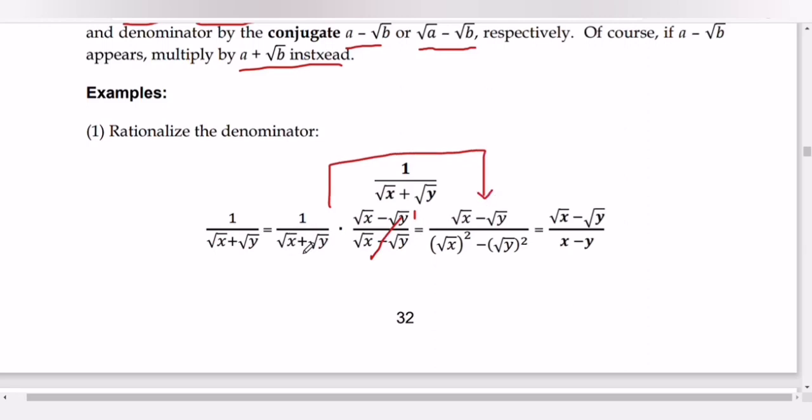Square root of x plus square root of y times square root of x minus square root of y. So the result for these two goes like this: the square of square root of x minus the square of square root of y, so this is already the final answer. Square root of x minus square root of y divided by, if we square the square root of x, the square root will be cancelled out along with the square. So the answer will be x minus y. So this is our answer.